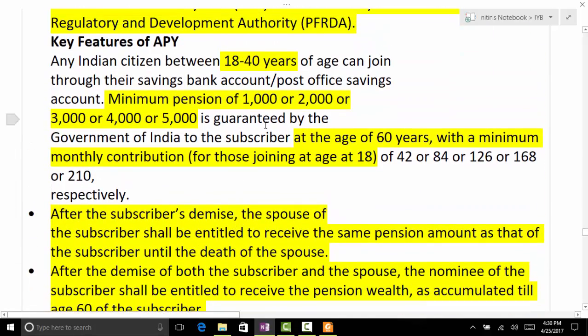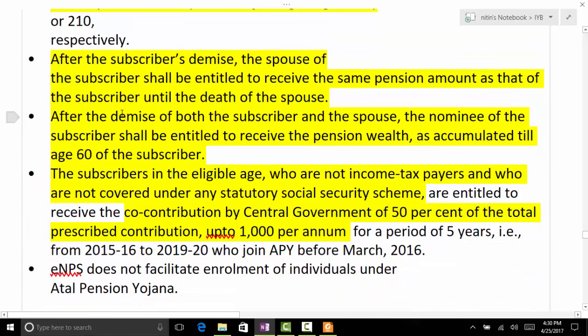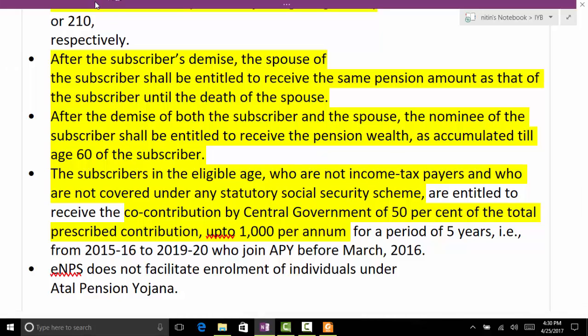So minimum pension 1,000, 2,000, 3,000. So how this pension varies depends upon the contribution. When the person joins, because between 18 to 40 years the person can join, it will decide how much pension the person will get. So at the age of 60 years, with a minimum monthly contribution, the person will get the pension as per this kind of minimum pension. This was one of the points, that after the subscriber's demise, the spouse of the subscriber shall be entitled to receive the same pension amount as that of the subscriber until the death of the spouse.